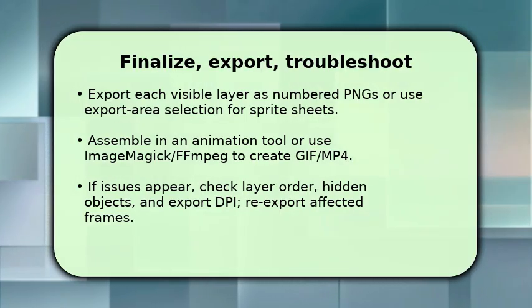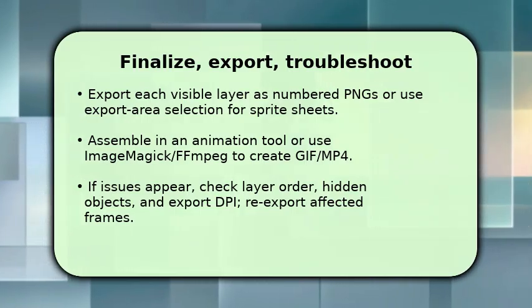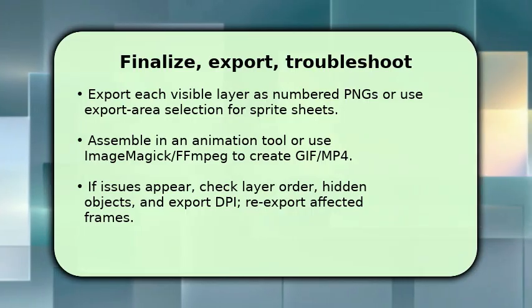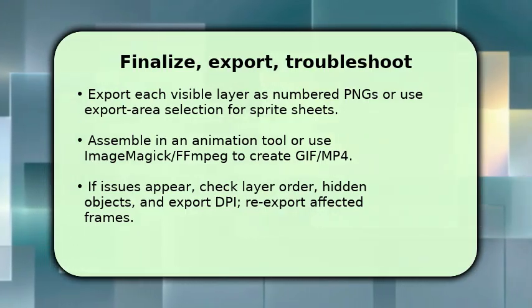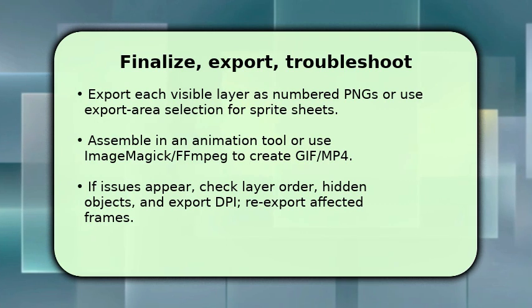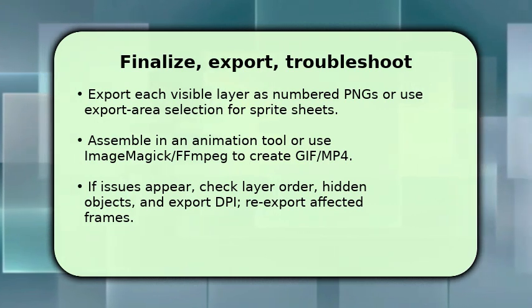If colors shift or objects disappear, troubleshoot by checking layer order, hidden or locked objects, and export DPI settings. Re-export only the faulty frames after fixing them. This completes the Inkscape to animation workflow with a quick recovery step.